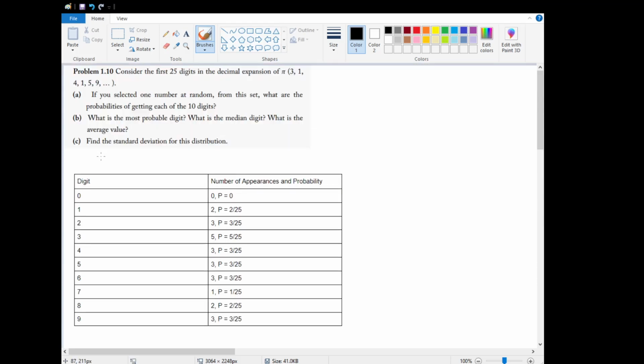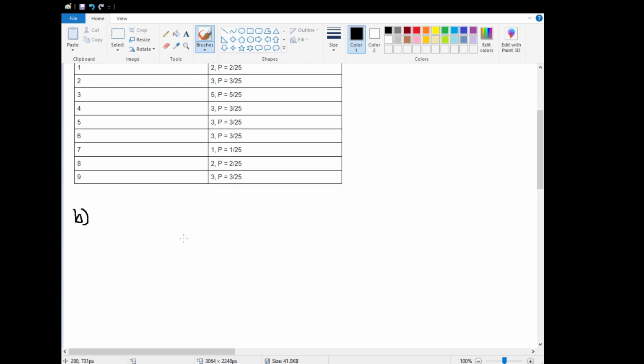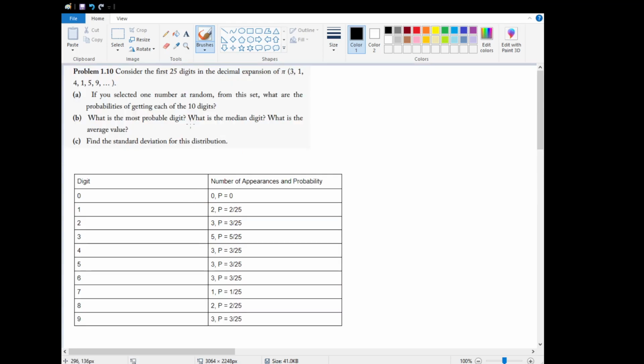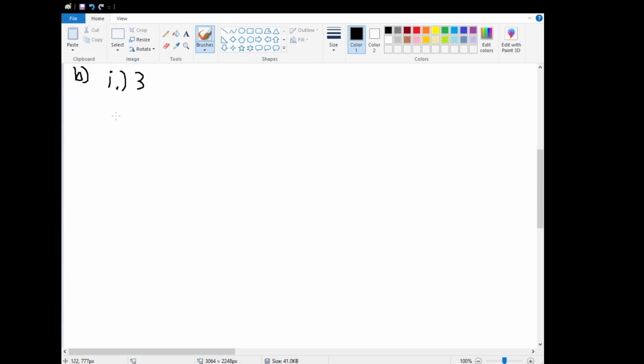And part B, hopefully, is also very easy. What is the most probable digit, first off? Well, if we look at the number of times each digit appears, we see that 3 appears 5 times, which is more often than any other digit. So as a result, for the first part of B, let's say i, we're going to say that the most probable digit is, in fact, 3, because it appears 5 times, which is more often than any of the other digits. Part 2, what is the median digit?